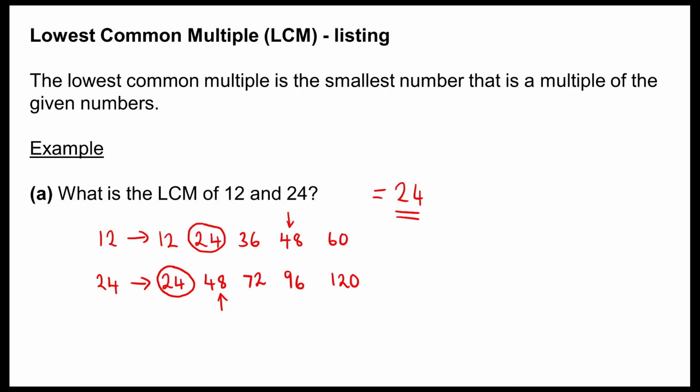Just note that if when you are comparing your 2 lists you don't find a common multiple at all, it might be that you need to write down more than the first 5 multiples. Multiples go on forever, so you might need to go up to the 10th, the 15th multiple and so on.